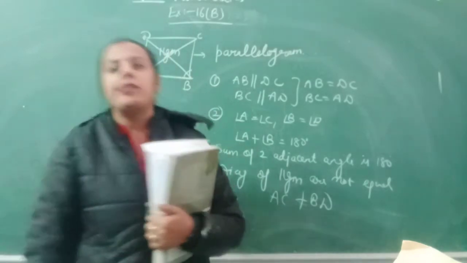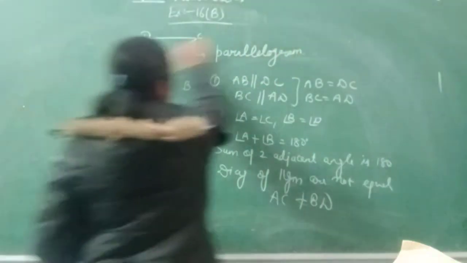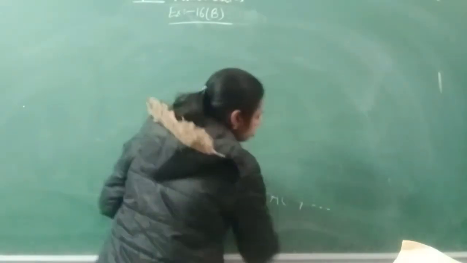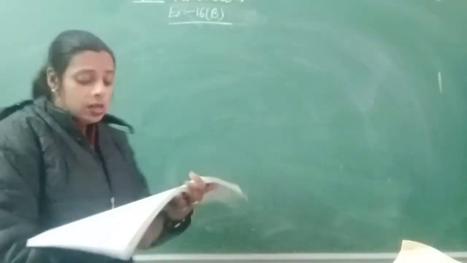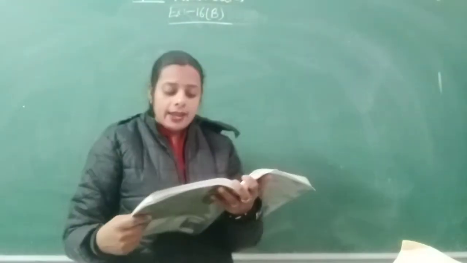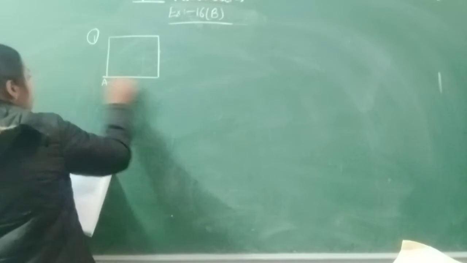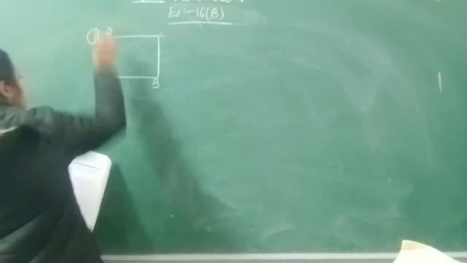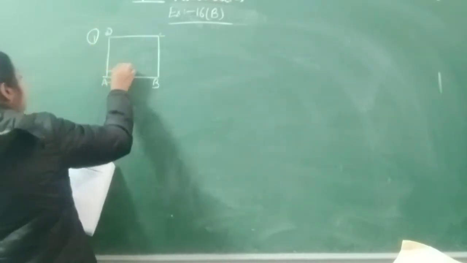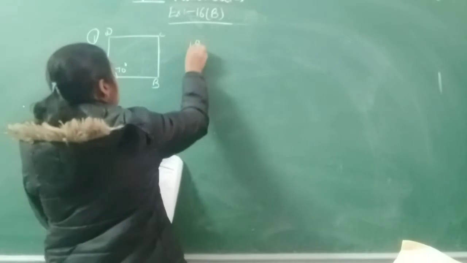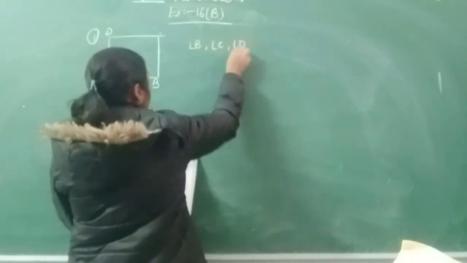Now I continue with our exercise 16B, which is all based on the parallelogram. I am taking the first question here. What is the statement of the first question? The measure of an angle of a parallelogram is 70 degrees. This is a parallelogram ABCD, and they are saying that one angle is 70 degrees, and you have to find angle B, angle C, and angle D.